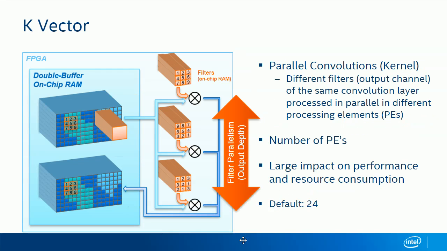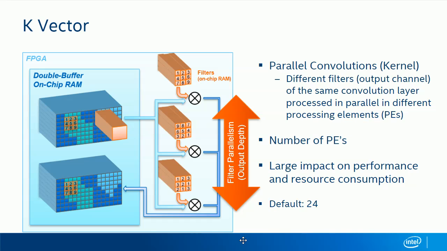The second way to parallelize the convolution processing element is through the K vector or kernel vector, sometimes referred to as output channel vector. Each convolution processing element stores one set of filter weights and can calculate results for one output channel at a time. Having a K vector greater than 1 instantiates multiple processing elements.